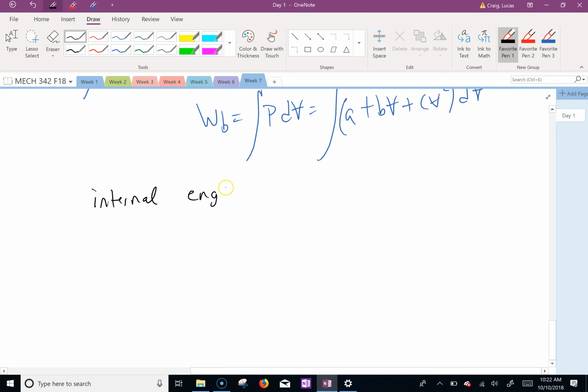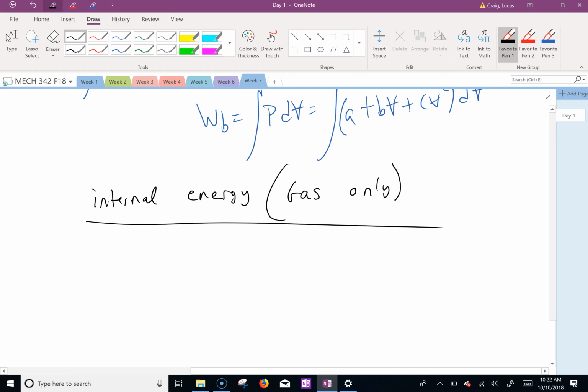Let's do internal energy. And for you right now, we're only going to use these equations I'm going to show you for a gas or a vapor. Okay? Do not use these equations for a mixture. It doesn't work. Okay? You can use these for a liquid, but just for right now, let's wait for that. Only worry about, okay, it's a gas.